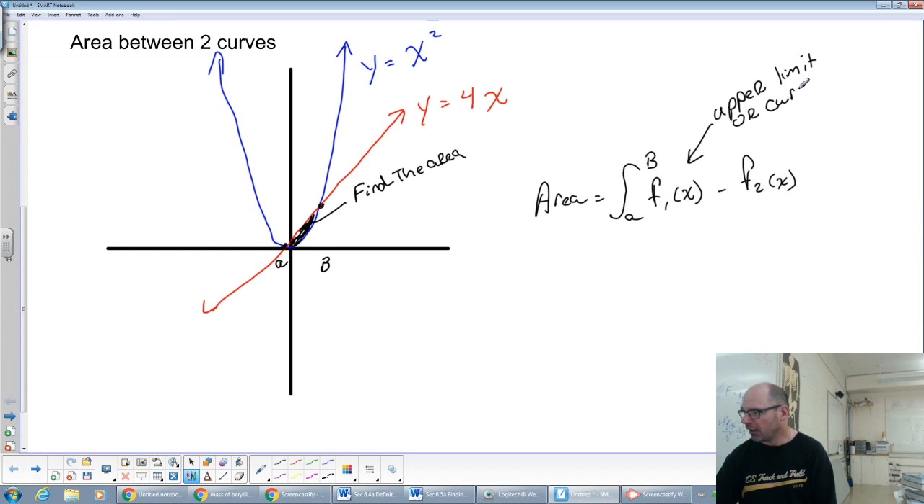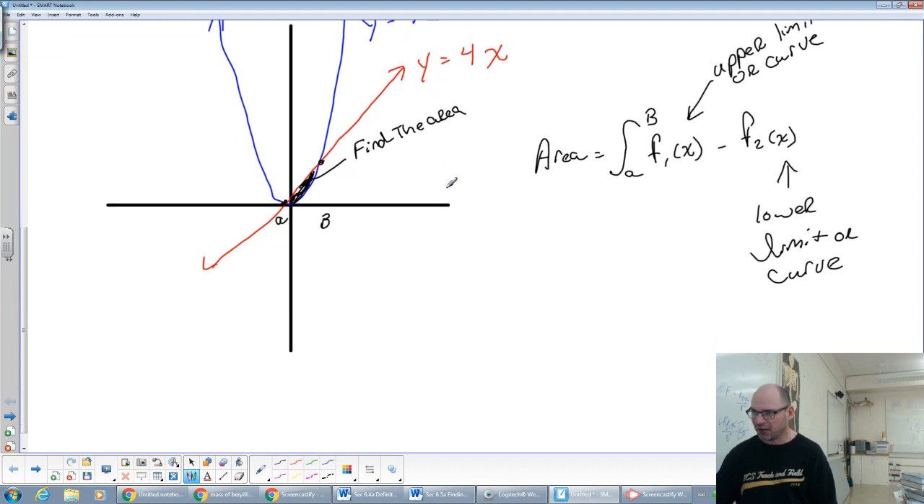So it has to be the top curve. And this is the lower limit or curve. Okay? So if you look at it, the upper limit is actually the red line because it's on top, and the lower limit is the blue parabola. Okay? So this is what we're going to do, and we're going to do this as an integral.